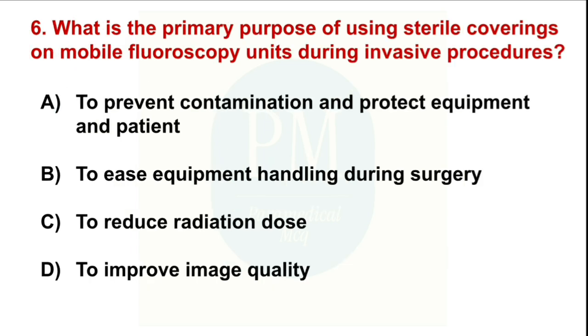What is the primary purpose of using sterile coverings on a mobile fluoroscopy unit during invasive procedures? Option A. To prevent contamination and protect equipment and patient. Option B. To ease equipment handling during surgery. Option C. To reduce radiation dose. Option D. To improve image quality. The correct option is option A. To prevent contamination and protect equipment and patient.